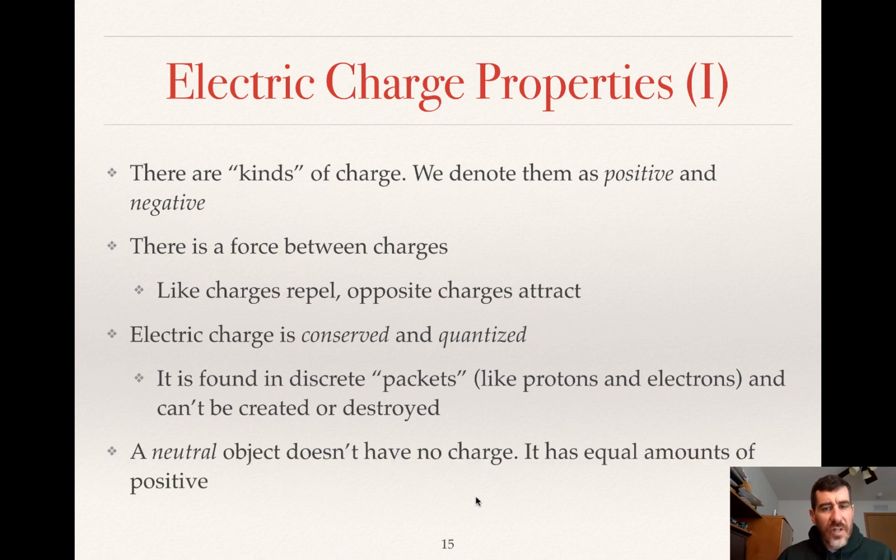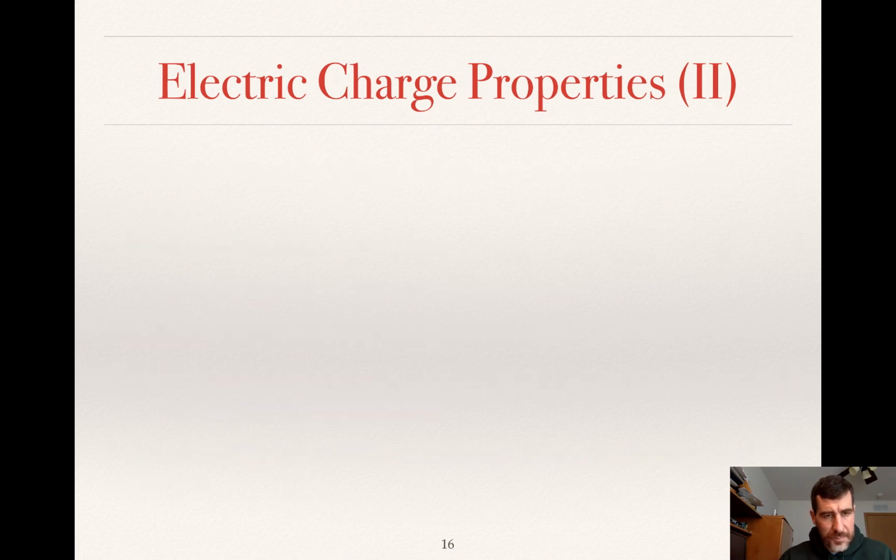So another important thing is that we often talk about neutral objects. And neutral means it doesn't have a net charge, but that doesn't mean that it doesn't have any charge, right? In general, everything's going to be made of atoms. Atoms have lots of protons and electrons, so it has lots of charge. So a neutral object just has equal amounts of both positive and negative charge.